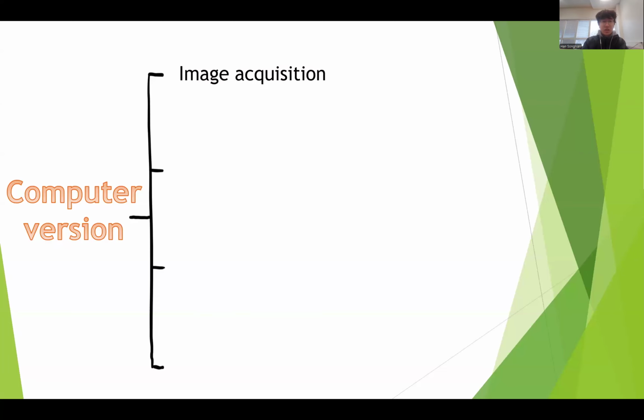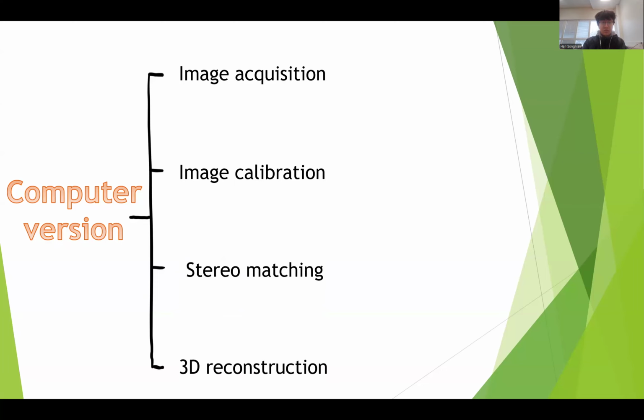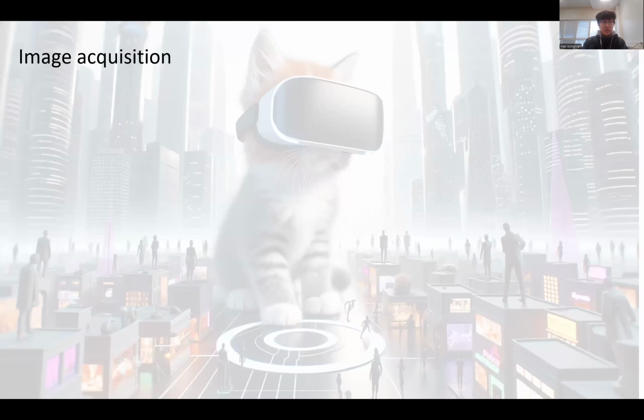The first is image acquisition. The second is image calibration and stereo matching. And the last one is 3D reconstruction. I will introduce them one by one. The first is image acquisition.